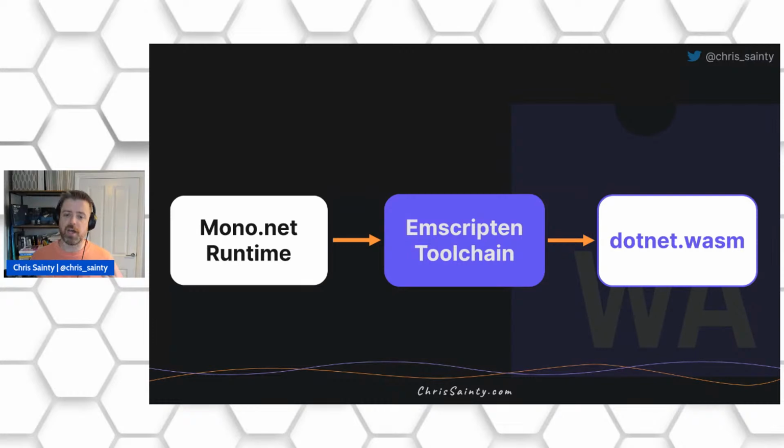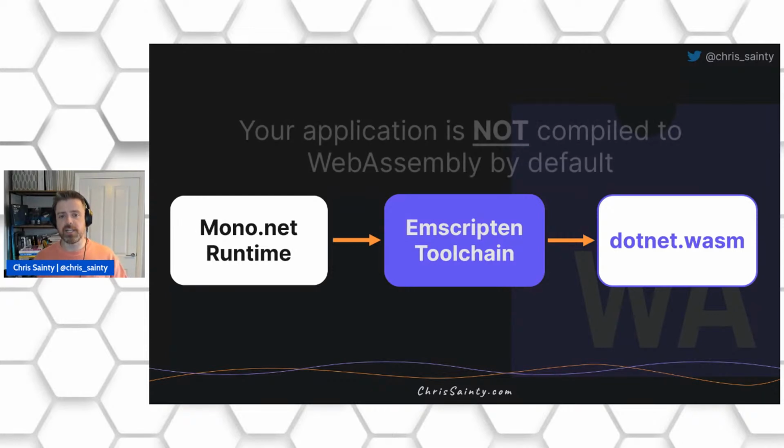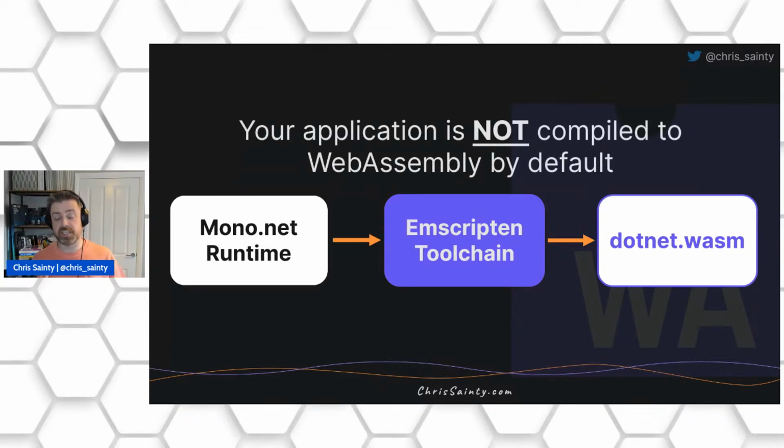You sort of pass in the .NET runtime on one side, and out the other side comes this file called dotnet.wasm. And that is the .NET runtime compiled to WebAssembly. This is the only part that is actually WebAssembly. Like I said, your application is not compiled to WebAssembly by default.